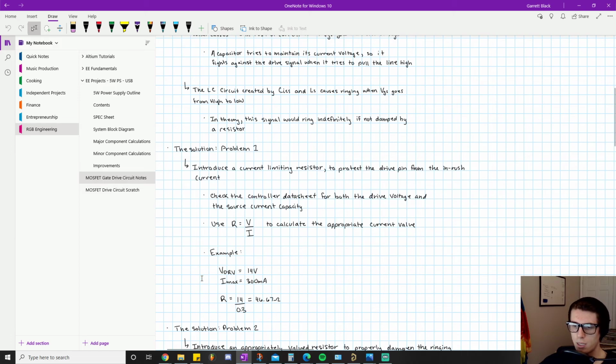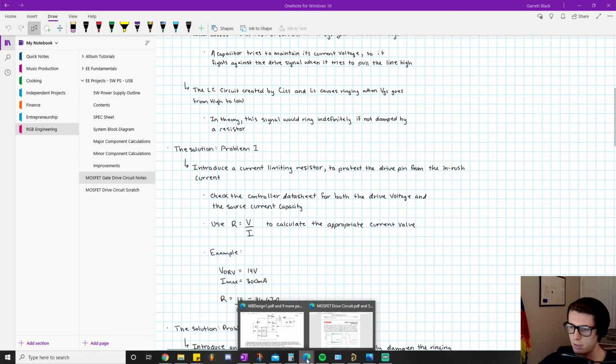IMAX, I just looked up a couple different values for this example, just so I'm presenting numbers that are feasible and you might actually encounter. So when we do that, we solve for an R value of 46.67.